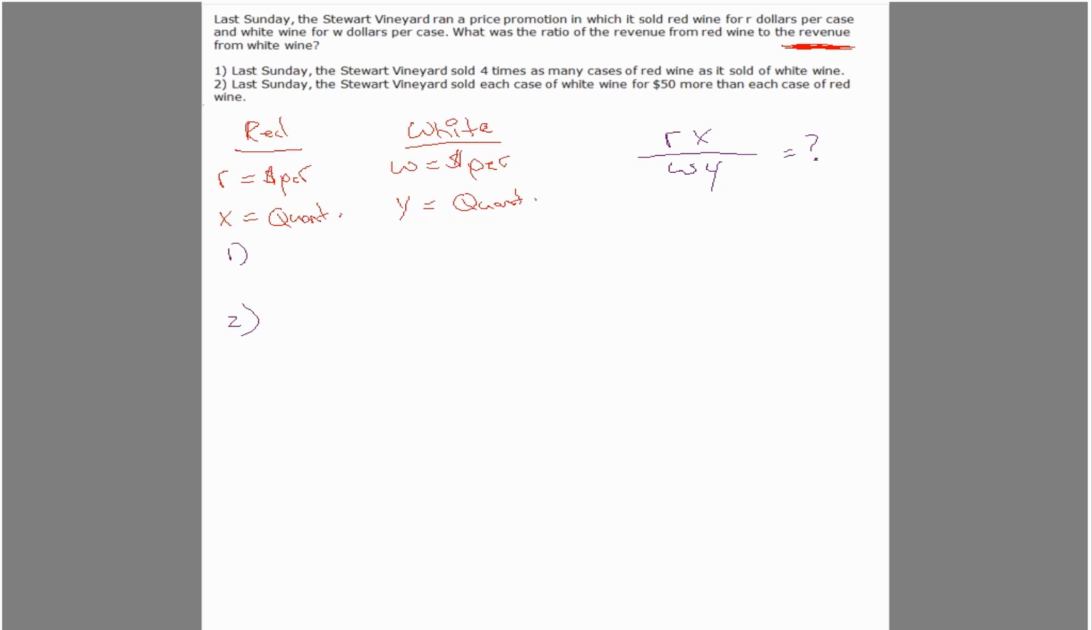The first thing is the translation for statement 1. 4 times as many cases are red as white, so we're going to say R equals 4W, or excuse me, not 4W, X equals 4Y, because it's saying there are 4 times as many cases sold of red. And then statement 2, each case of white is 50 more than each case of red. So we are going to follow the same approach as before. X equals 4Y, we're going to sub that into X. W is R plus 50, and we're going to sub that in.